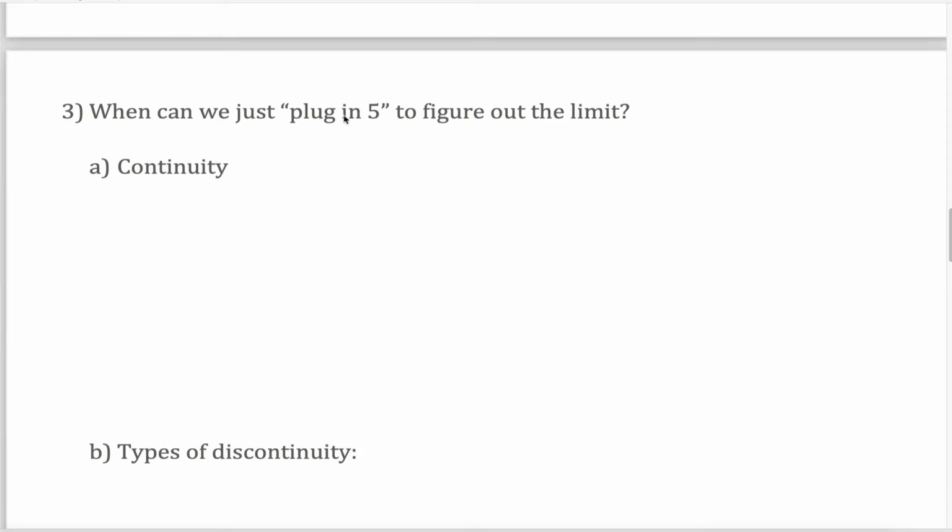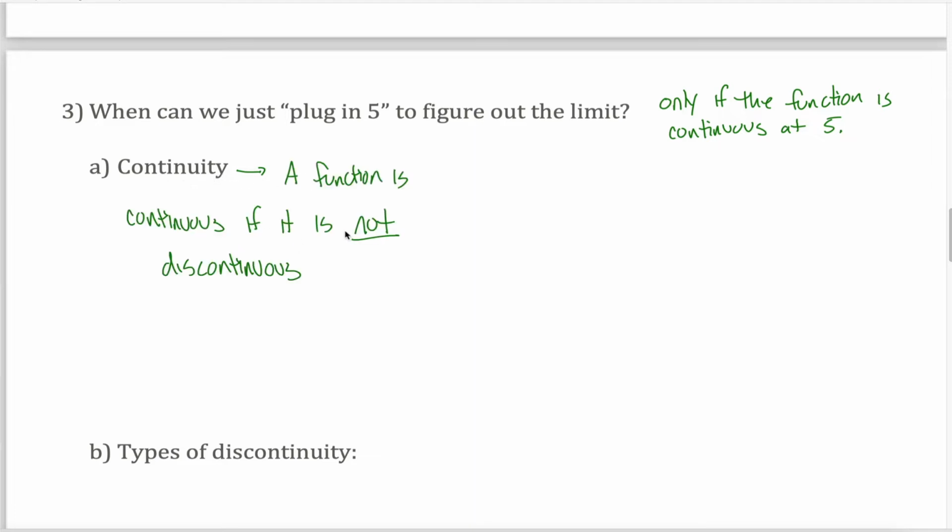The short answer is you can just plug in 5 if the function is continuous at the point 5. Without getting too deep into the minutia of continuity, I want you to understand what it means for a function to be continuous at 5. So when is a function continuous? Well, this might seem stupid, but a function is continuous if it is not discontinuous. And you're like, you've got to be kidding me. That's really going to be your definition? Well, that's a good way to think about it. I can do a little bit better, though. A function is continuous if you can draw it, loosely speaking, without picking up your pencil.